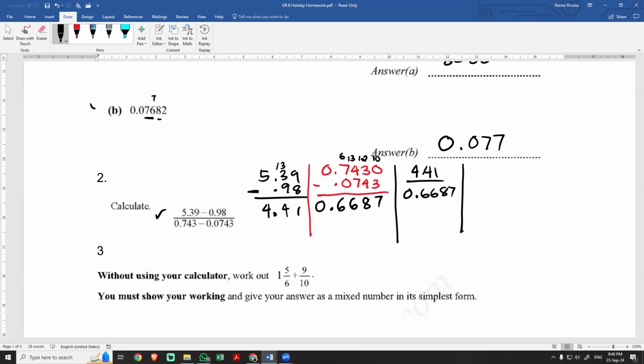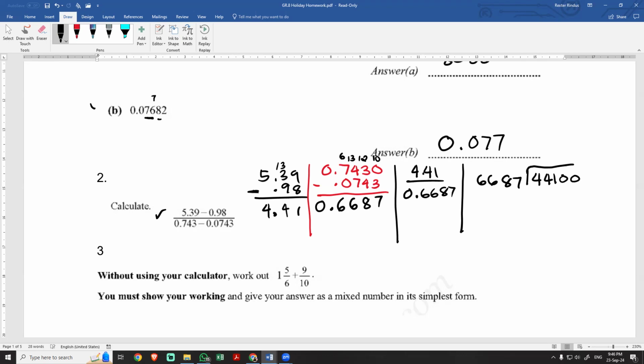In short, this particular denominator is going to be 6687 divided by 4.41. Since I move 4 times, I will also move 4 times: 1, 2, then I will add 2 zeros into it. So 44,100 divided by 6,687. That's actually a huge number, but it looks better than looking at this one as a decimal.